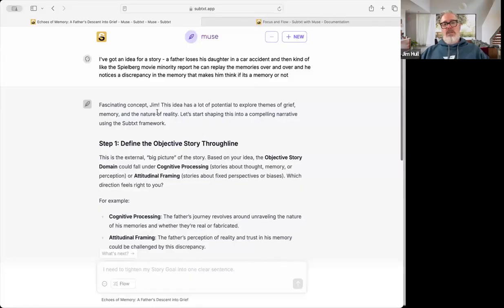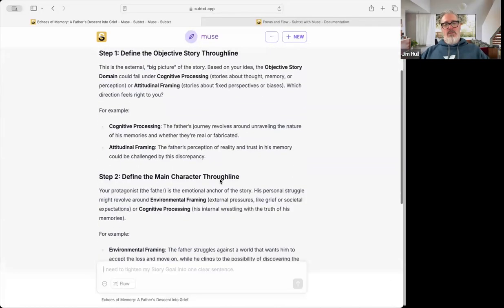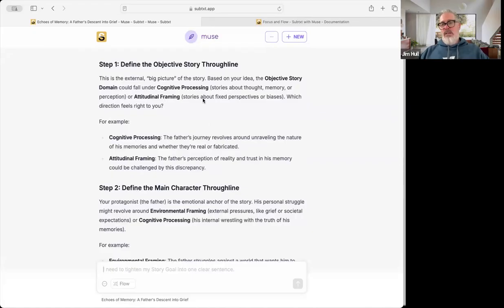So, fascinating concept. What it'll do automatically is start helping you figure out the story form, to have the basis of the structure. So then you have all these ideas that you can go off of. The first thing it would do is define the objective story and the main character. That's the first thing it tries to do, because obviously the other ones will fall in line. Those are the two big ones to figure out.